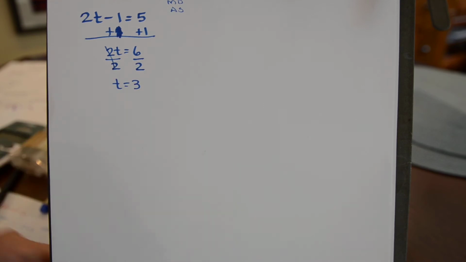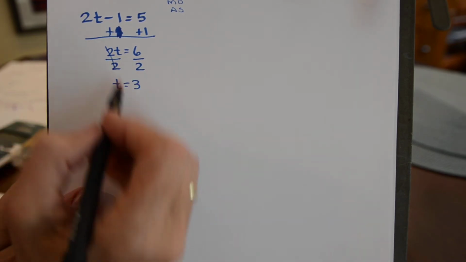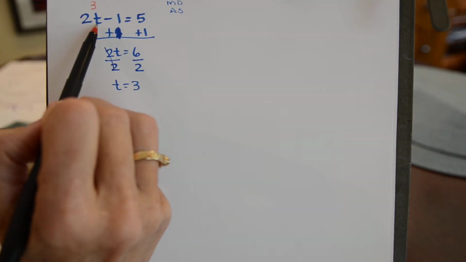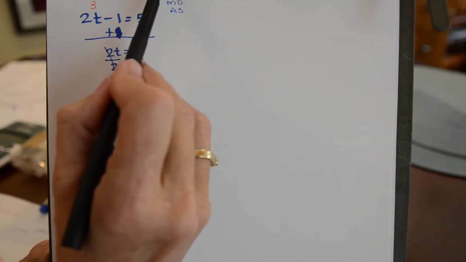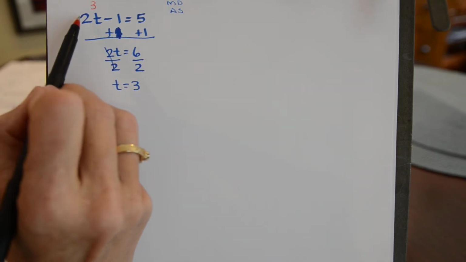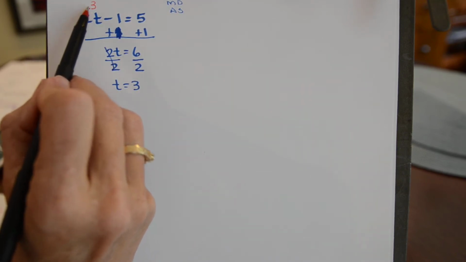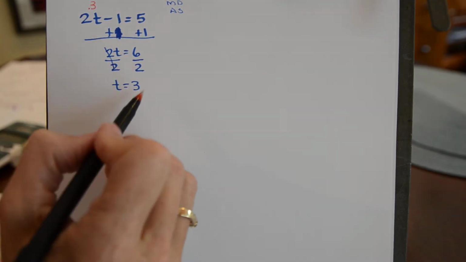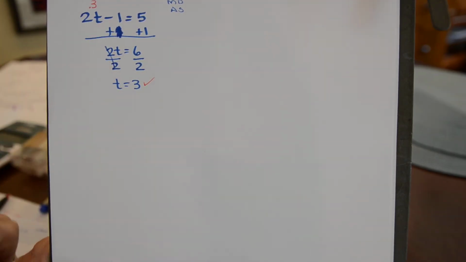And we can go back and plug it in and see that we are right. So if I put a 3 up here, now because I don't have letters anymore, I have actual numbers, I need to do this from the top down. And I would go 2 times 3 is 6, and 6 minus 1 is 5, and 5 does equal 5, so we know that we're correct.